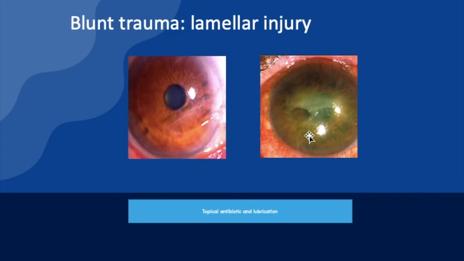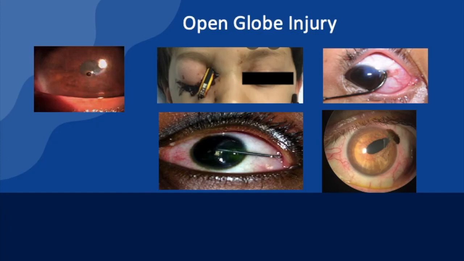But if you can clearly see that the superficial layer is abraded, the vision is still good, the pupil is still round, the red reflex is good, and there is no RAPD, usually what we do is we treat the patient with topical antibiotic and lubrication. But if there is an open wound, these two treatments of antibiotic and lubricating drops are going to be detrimental to the eye.